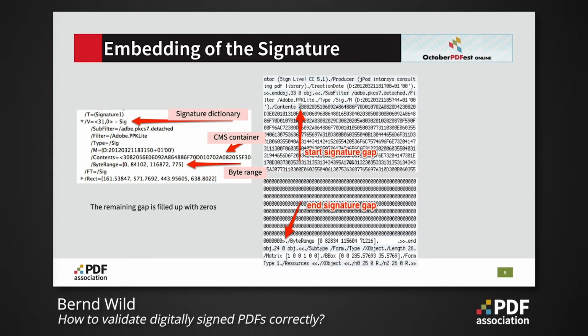A signature in the PDF is implemented by an AcroForm field of type signature, or /Sig, as you see here in the slide. The value of the dictionary element Contents is the base64 encoded value of the CMS container. The byte range directly following the contents is also nicely displayed. In this case, part 1 of the PDF starts at byte 0 and has a length of 84,102 bytes, while part 3 starts at byte position 160,872 and has a length of 775 bytes.